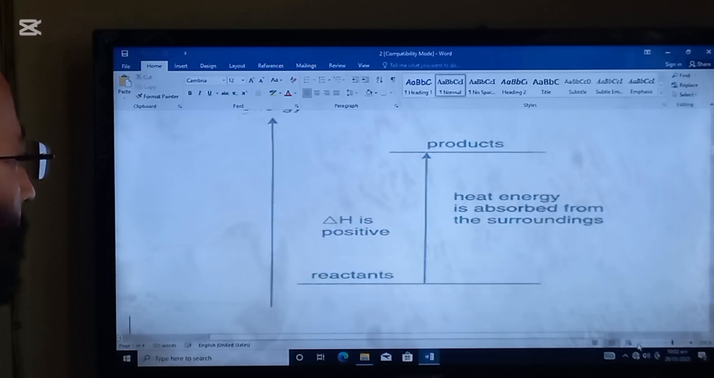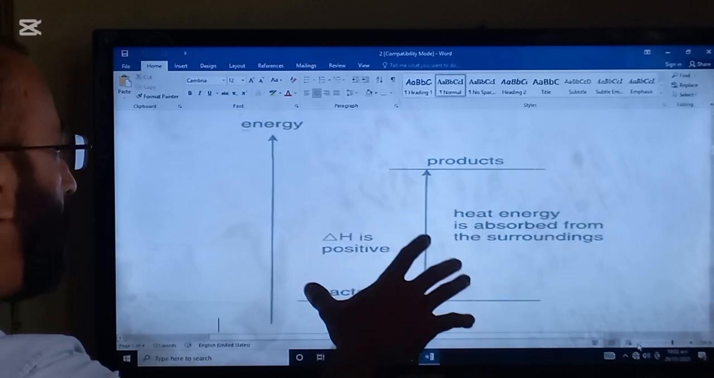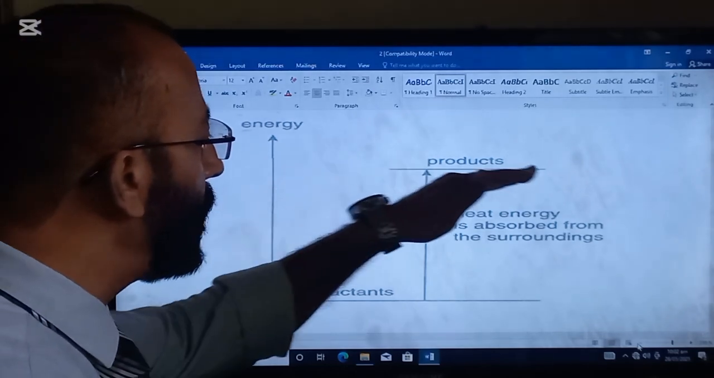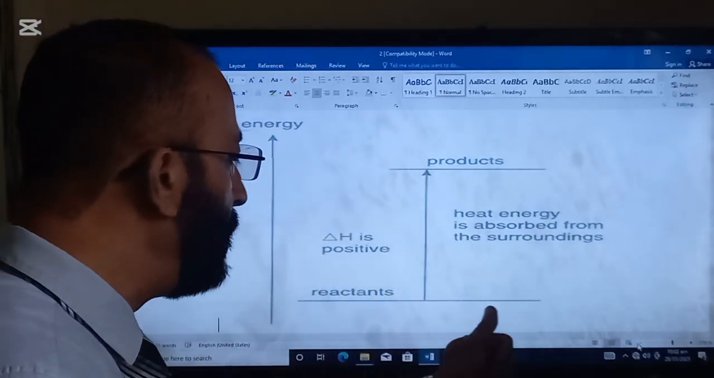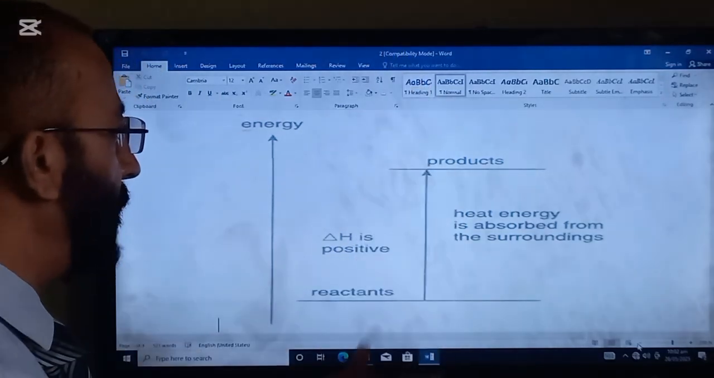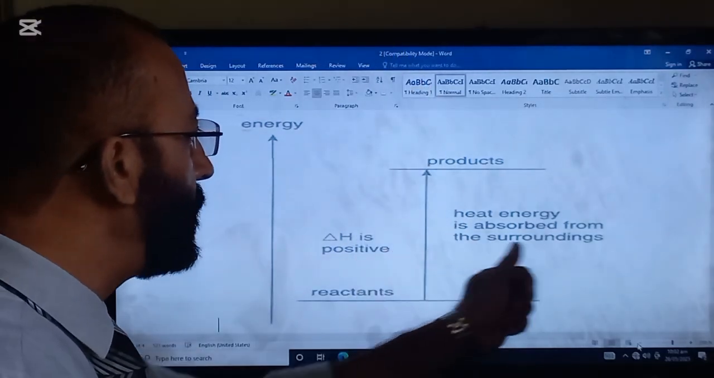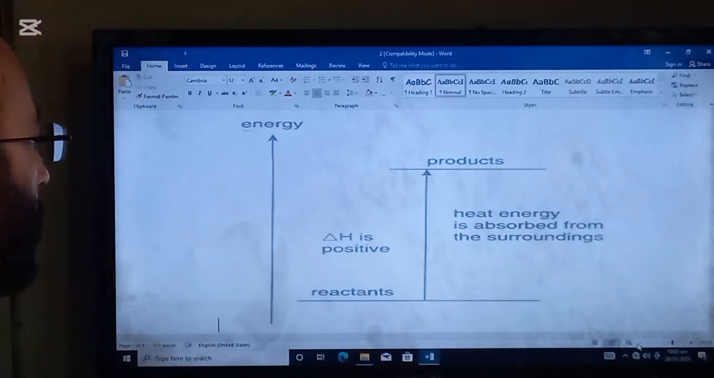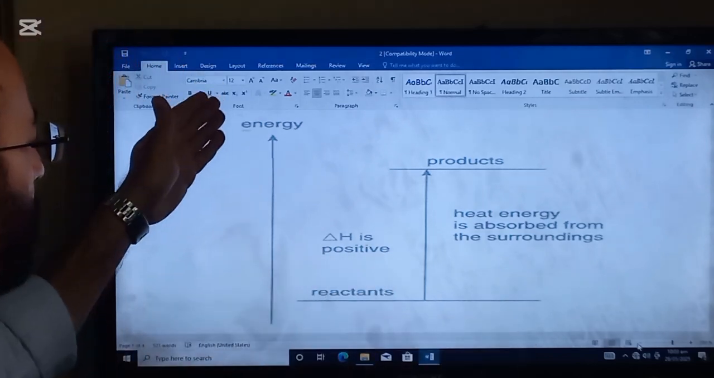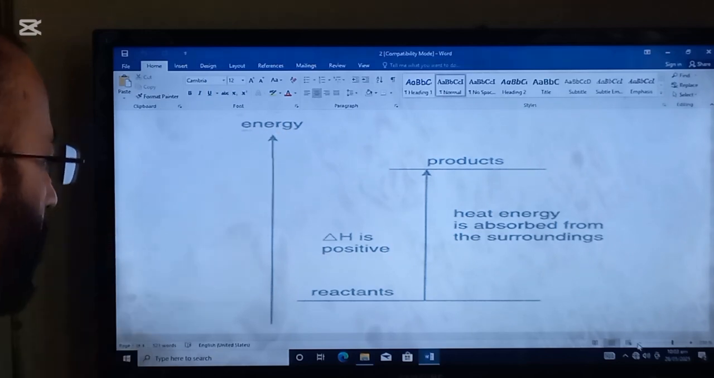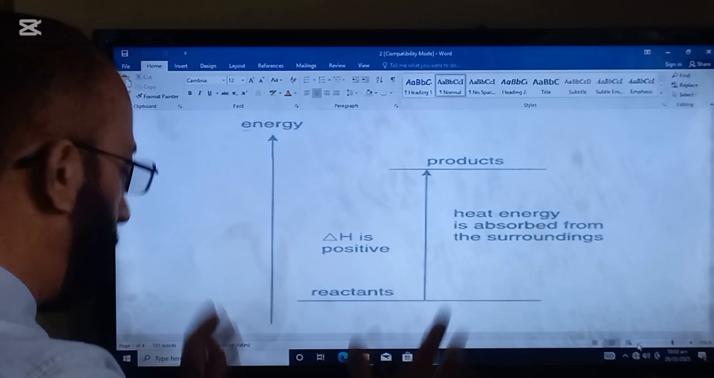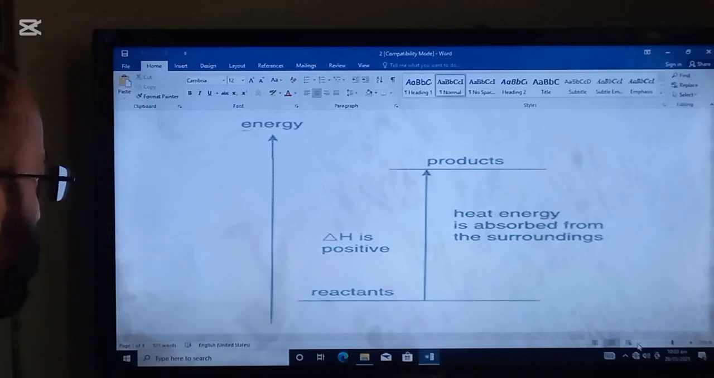Here is the energy level diagram of endothermic reactions. Products will be put above, reactants will be put down. This arrow will be upward because heat energy is absorbed from the surroundings. Delta H will be positive and this arrow will be upward, energy will be written here. So this is the general energy level diagram for endothermic reactions.